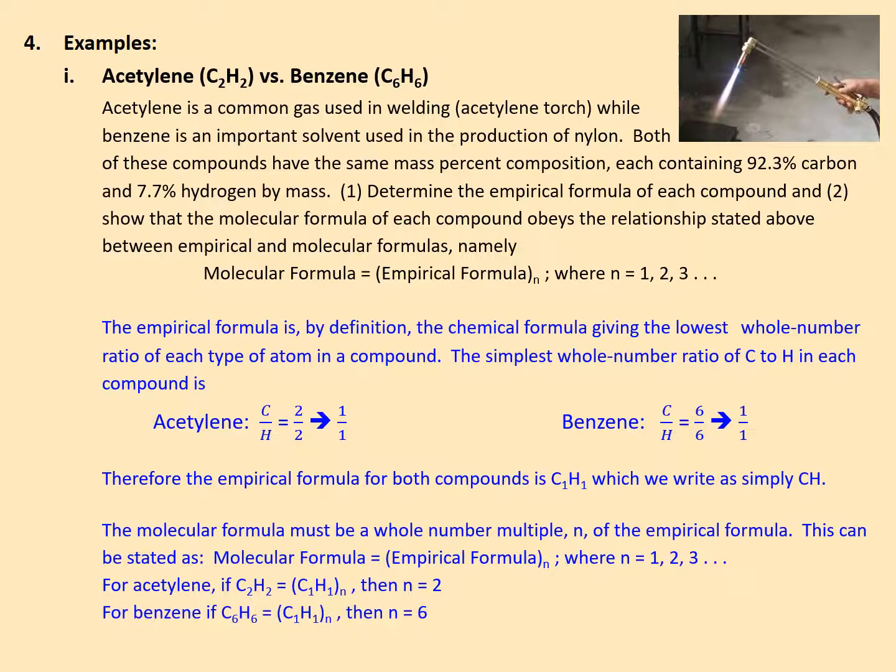For benzene, it turns out that the empirical formula C1H1 multiplied by the whole number n equals 6 gives us the true molecular formula C6H6 for benzene. So we see then that multiplying the subscripts of the empirical formula by a whole number, 2 for the case of acetylene and 6 for the case of benzene, will transform an empirical formula into a molecular formula.